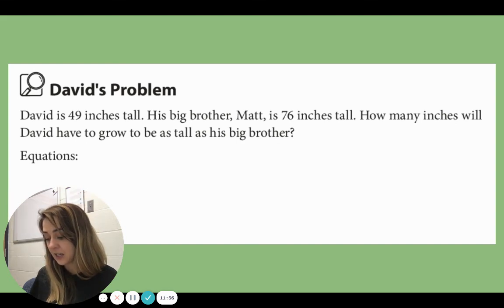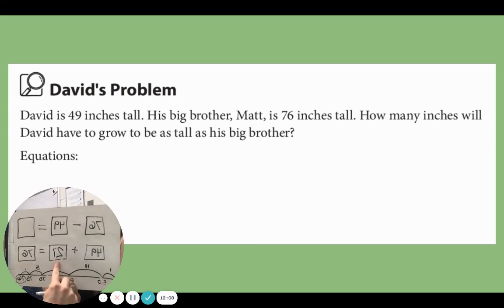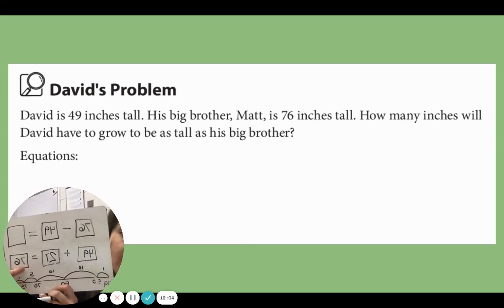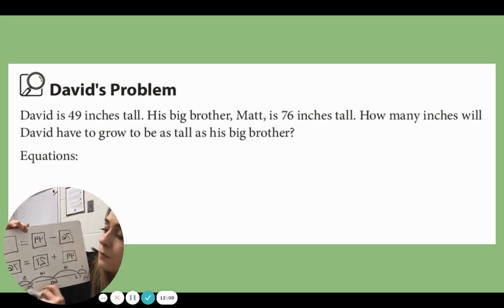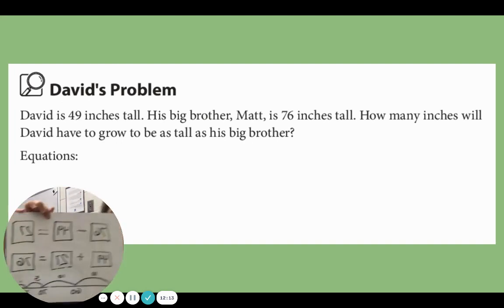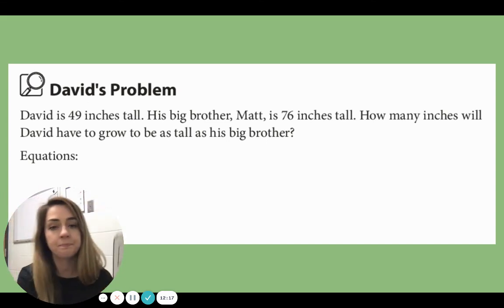So I can plug it in 2 places. I can plug 27 in here. 49 plus 27 equals 76, but I can also plug it in here. 76 minus 49 equals 27, because addition and subtraction are the inverse of one another. All right.